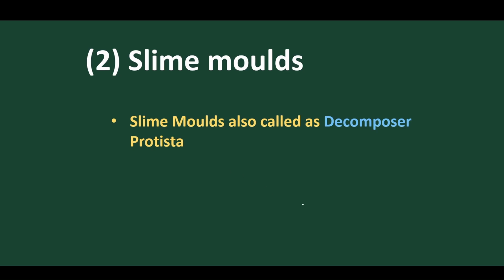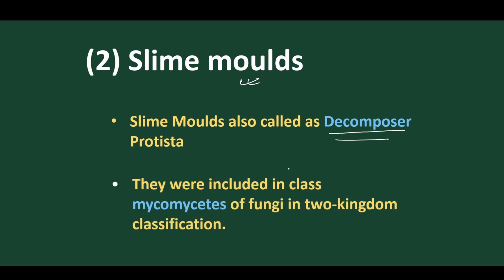Okay, today we will discuss the protista, that is, the decomposer protista, or we also call them consumer protista. We have already completed photosynthetic protista, and the second group of protista is called the decomposer protista or fungi-like protista. The best examples are slime molds. So these are decomposer protista, the slime molds. They are included in the class called Myxomycetes of fungi.